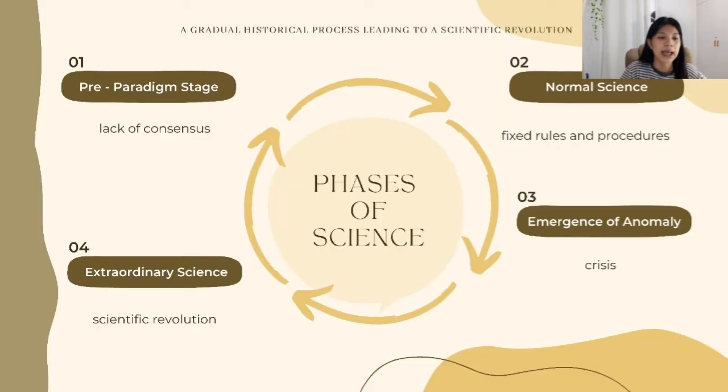Phases of science: it is a gradual historical process leading to a scientific revolution. So first, the pre-paradigm stage, marked by lack of consensus. Here we are trying anything in order to develop a paradigm during a pre-paradigm age. Next, normal science. We use this fixed set of rules and procedures during the normal science stage until we undergo a crisis and we need to think outside the box, which brings about a scientific revolution. And it goes around throughout the course of time.